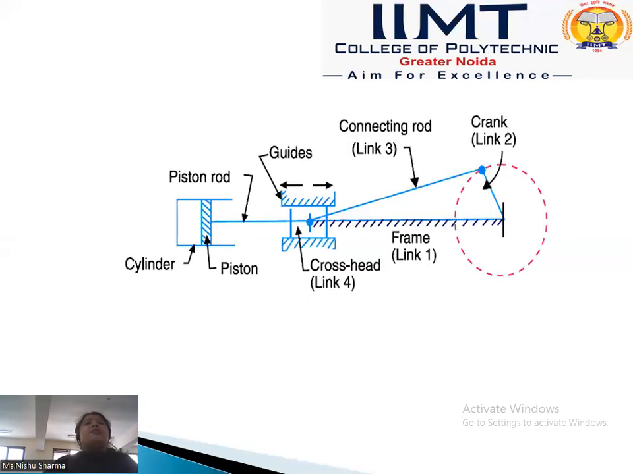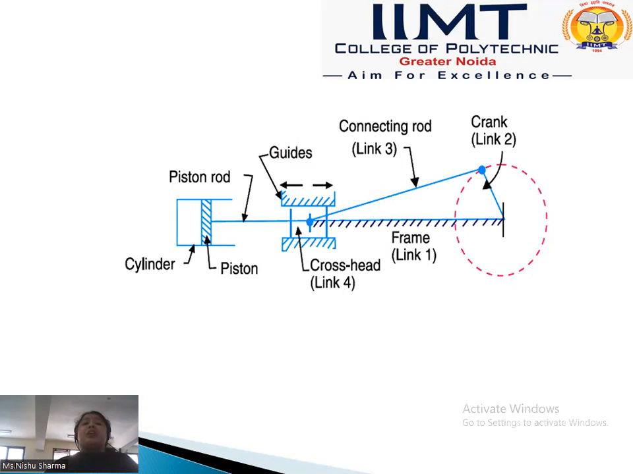Now in this diagram we see that it is a single slider crank chain mechanism, because in this mechanism we see that link one is fixed. So then it is called a mechanism. But when no link is fixed, then it is called a kinematic chain, that is the single slider chain. Okay, so in this we see that four links are used.